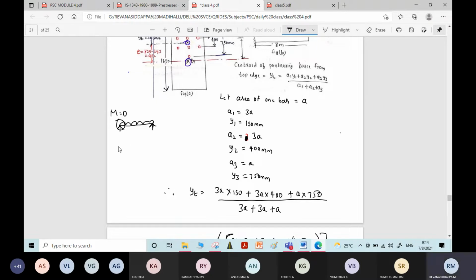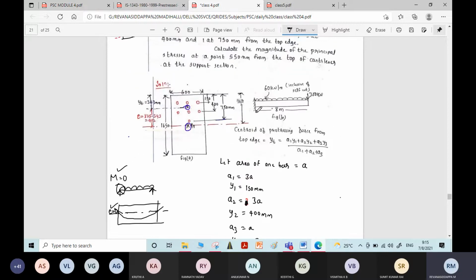If you refer to the previous problems, in almost all the problems the type of cable given was parabolic, and it was mentioned that it has some eccentricity at the midspan and zero eccentricity at the support. In almost all the previous problems, the support condition was simply supported, where moment equals 0 and eccentricity equals 0.